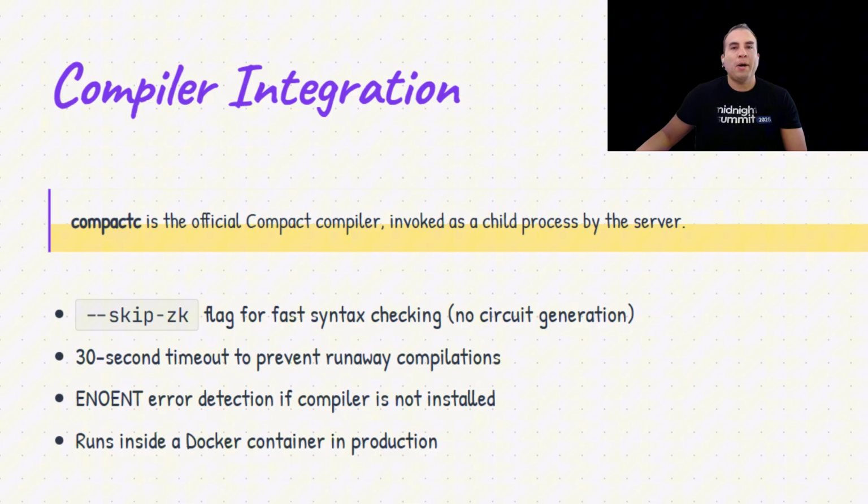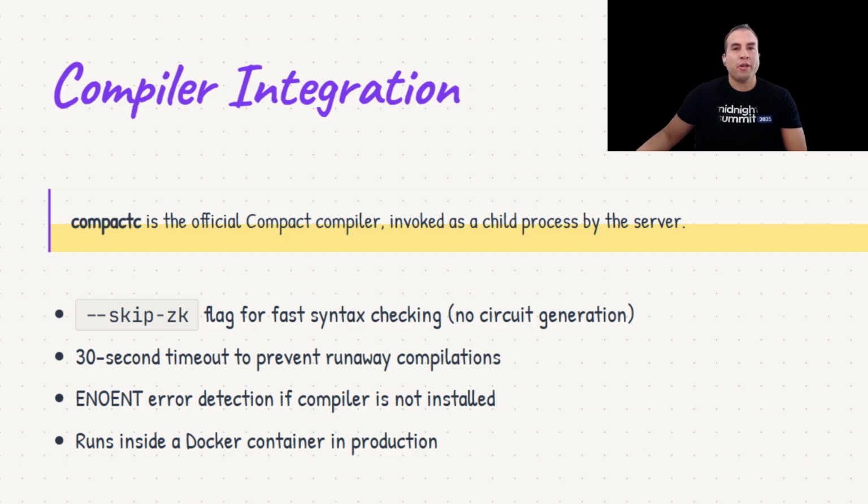Let's talk about how the server actually talks to compactc. It is invoked as a child process. Nothing fancy, just an exec file with the right arguments. The skip-zk flag is key. It tells the compiler to do all the syntax and type checking, but skip the actual zero-knowledge circuit generation. This makes compilation fast enough for interactive use. You get results in seconds instead of minutes.